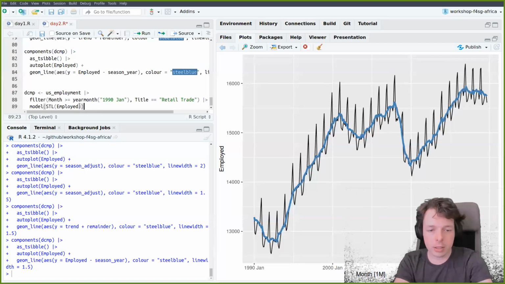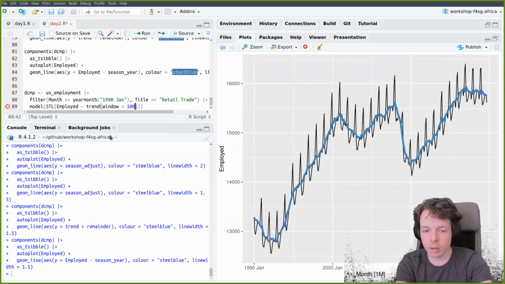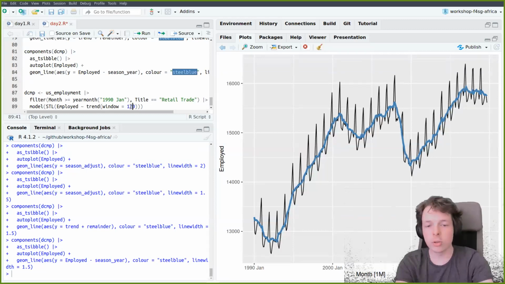So I had my decomposition here, but instead of just using the defaults, what if I use a trend window of 100? Let's make it really big. 100 here means 100 months. In fact, let's use 120. Then we've got a nice round 10 years.